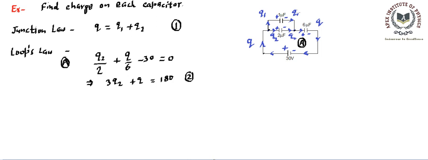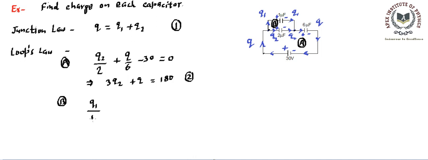So we need to identify another loop. Let's say this small loop upside is loop B. We will write one equation for loop B using Kirchhoff's loop law. Let's start from this junction point, moving in this sense. We are going to encounter this element of 1 microfarad. The way we are moving, it is from plus to minus, a drop. So the drop is written as Q by C, with Q the charge on it, which is Q1.